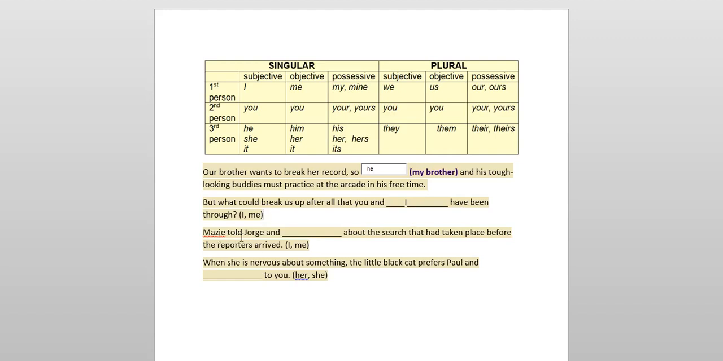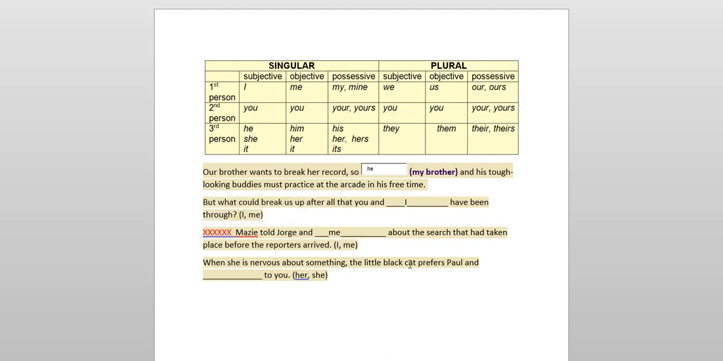All right, Maisie told Jorg and I, or Maisie told Jorg and me about the search that had taken place before the reporters arrived. All right, well, told is our verb. Maisie is the subject of that verb. And so here, I have to use me because I'm looking for who Maisie told, not who told, but who was told. And so me is the objective case pronoun that serves as the object of the verb told. And so this one I will indicate with X's is not the subjective case.